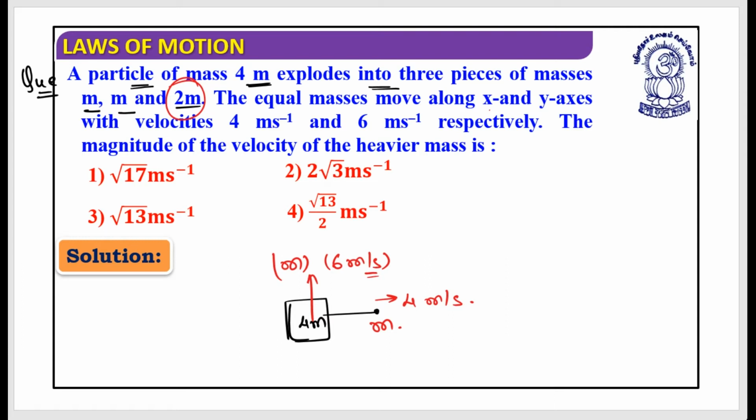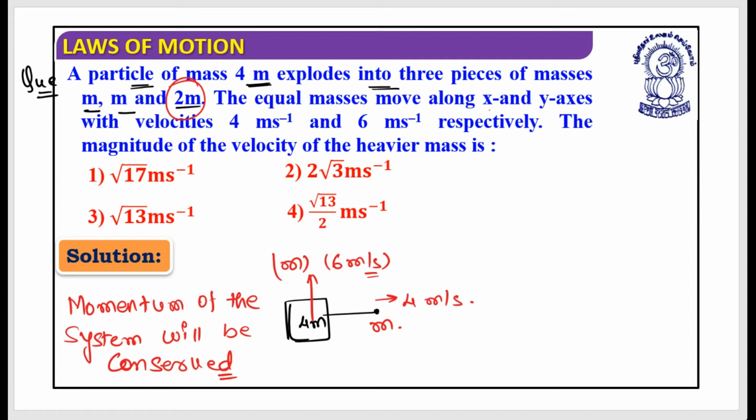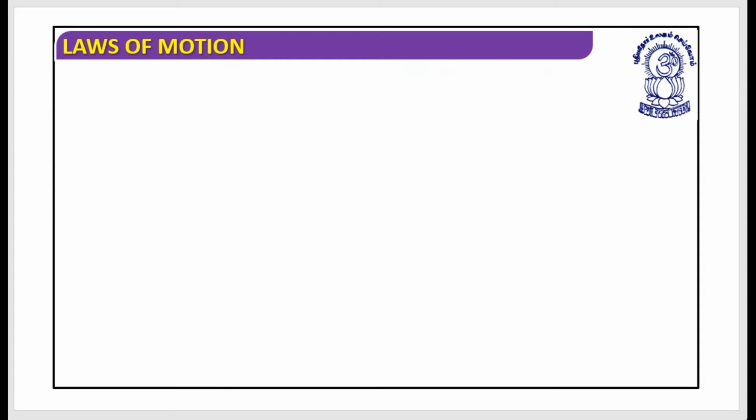As we know, when this particle explodes, the momentum of the system will be conserved. Once I know that momentum of the system is conserved, what I can write is: initial momentum of the system equals final momentum of the system.